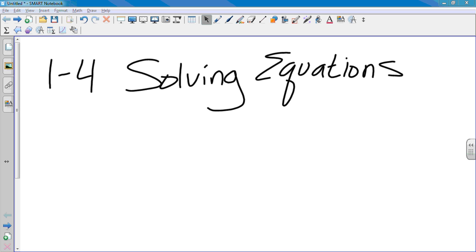Chapter 1, Section 4, solving equations. Now, we had a whole test on solving multiple step equations. We already talked about this once, okay? We're going to add that. I'm going to do another review, that way you can see it again. The more times you see it, the better, okay? So, I'm going to go through it again.